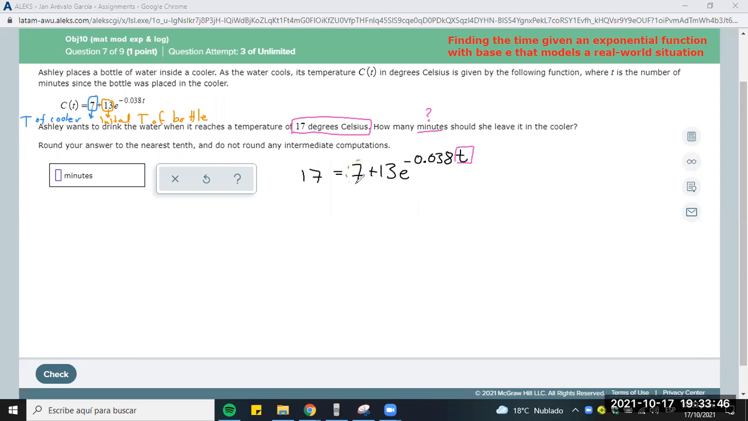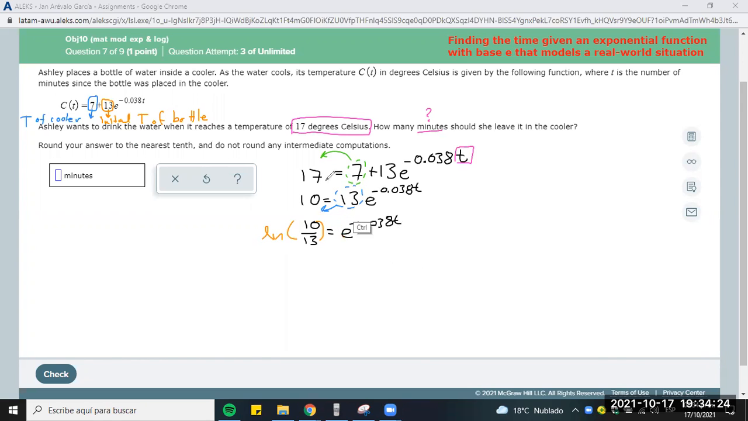I'm going to subtract 7 on both sides of the equation, and it will be 10 equals 13 times e to the minus 0.038t. And then I'm going to divide both sides of the equation by 13, and it will be 10 divided by 13 equals e to the minus 0.038 times t.